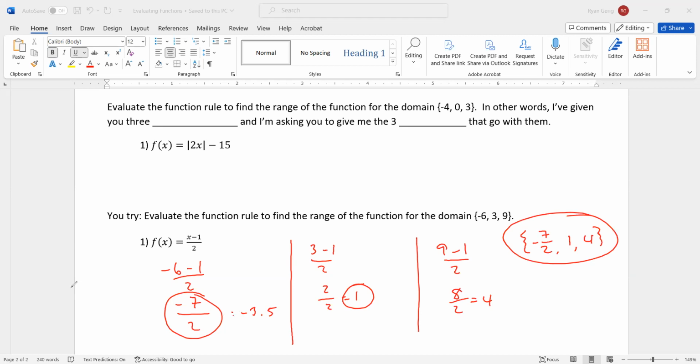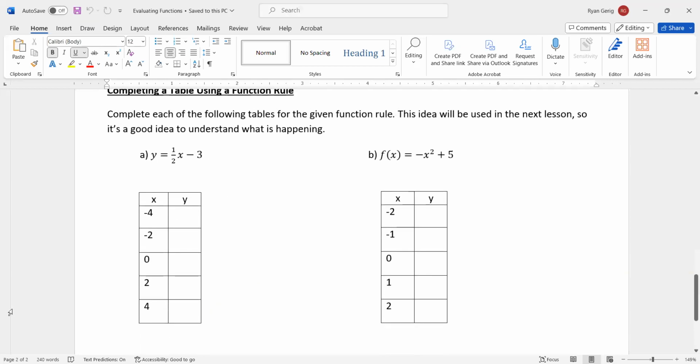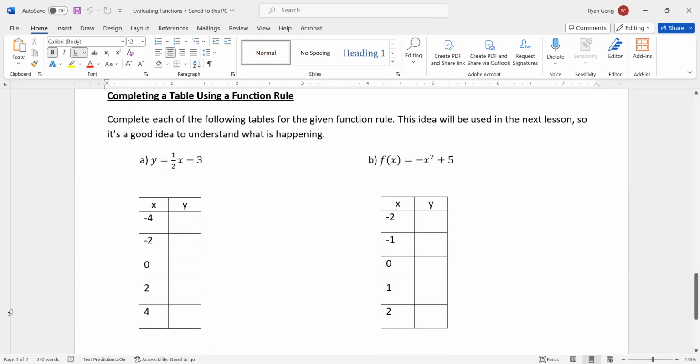Okay. Now I am basically teaching you the next lesson here. There's going to be a little bit more to it with the next lesson, but you're going to complete each of the following tables for the given function rule. So I'm giving you a function. This idea is going to be used in the next lesson, so it's a good idea to understand what is happening. With part A, f(x) equals 1/2 x minus 3. If you remember that from first semester, that's slope-intercept form. You could graph that using the slope and the y-intercept. We're going to graph it using a table of values. It's going to give you the same thing, but I just want to show you how it works.